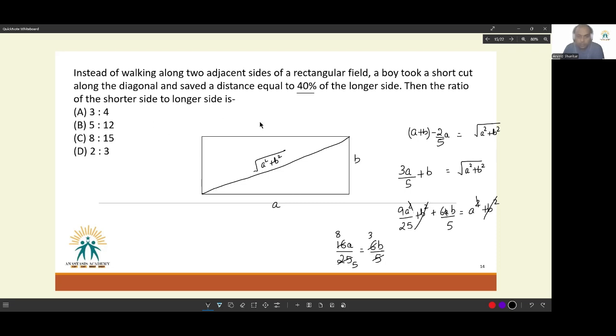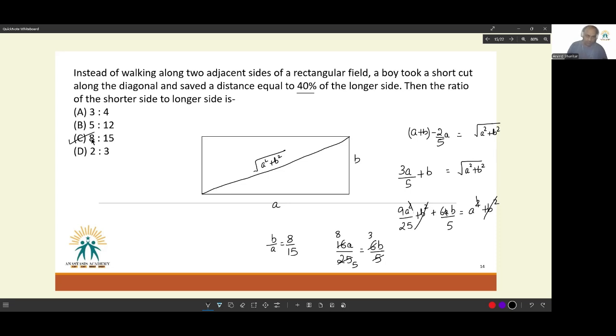I finally need the shorter side to the longer side. No, B was the shorter side. So B by A will be equal to 8 by 15, or option C will be the right answer. This way, technically, it can be so.